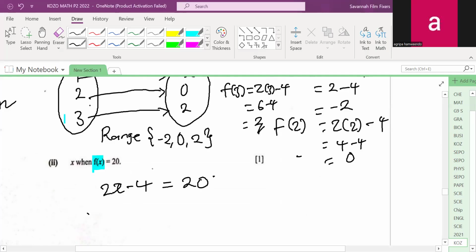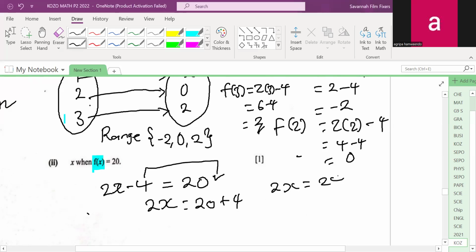Okay. So this will cross the equal sign. We're going to end up with 2x is equal to 20 plus 4. So 2x is equal to 24. We divide both sides by 2. x is equal to 12. You've seen how we've been able to solve that, right? Yes. Okay.